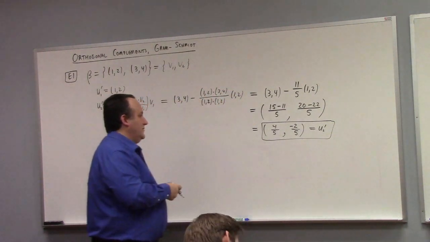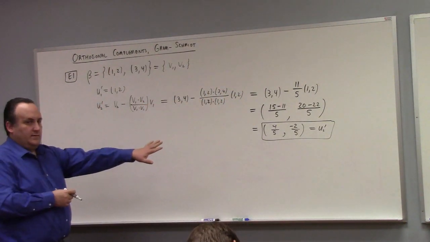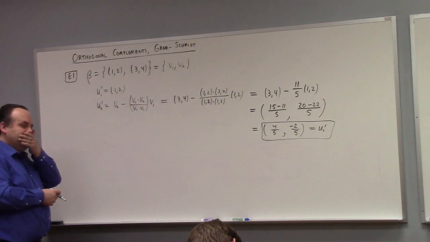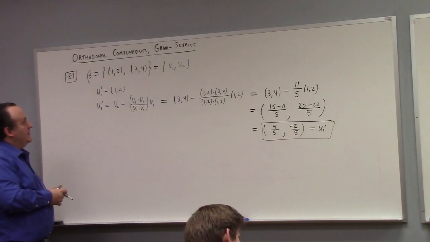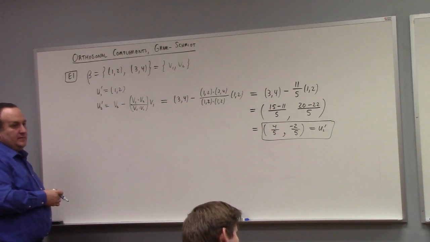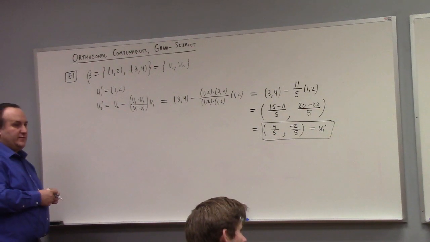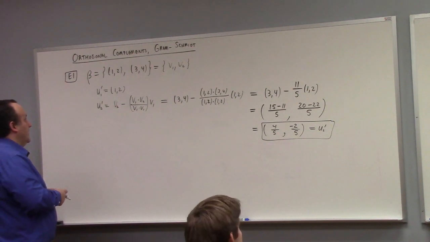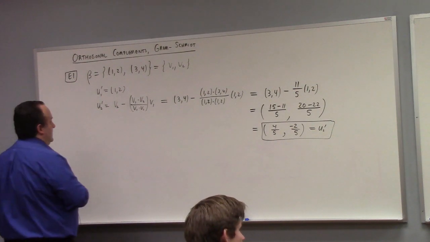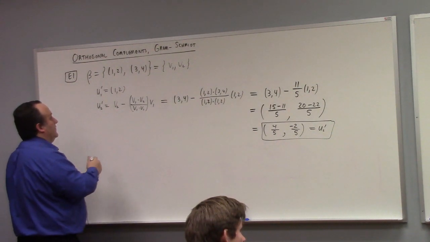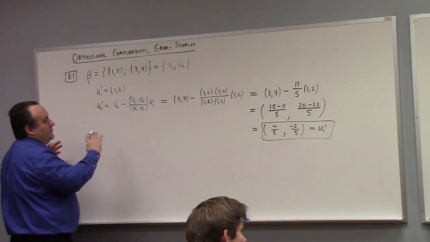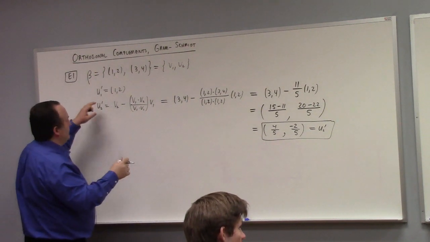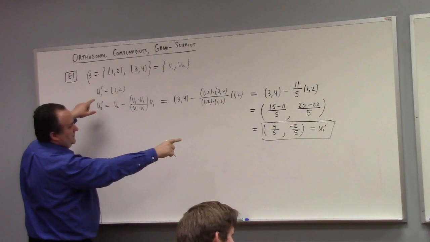Now, how about just a quick check? Is that perpendicular to (1, 2)? Try taking the dot product of what I just boxed with (1, 2). You should see you get 0. All right. Great. So at this point, u1 prime and u2 prime are orthogonal.